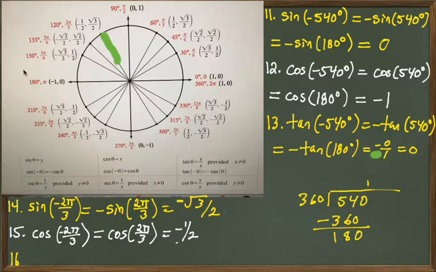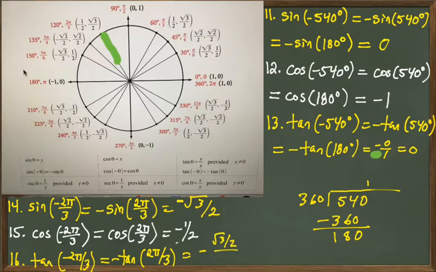And then the tangent. Okay, so we're going to play the same game. So tangent of negative 2 pi over 3. The tangent is odd, so we can slide the negative out: negative tangent of 2 pi over 3. And so that is going to be the y-coordinate, which is negative root 3 over 2, divided by the x-coordinate, which is negative 1/2. Okay, so that's going to be root 3.